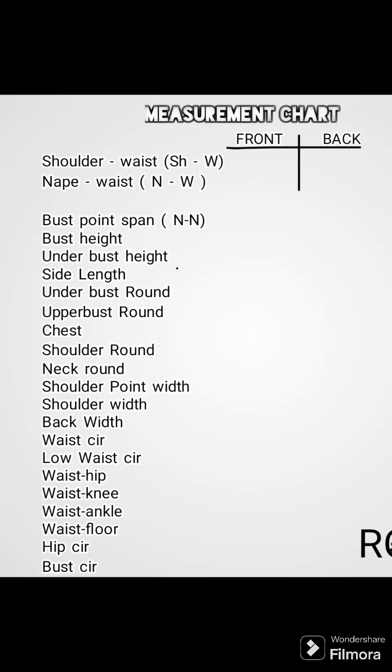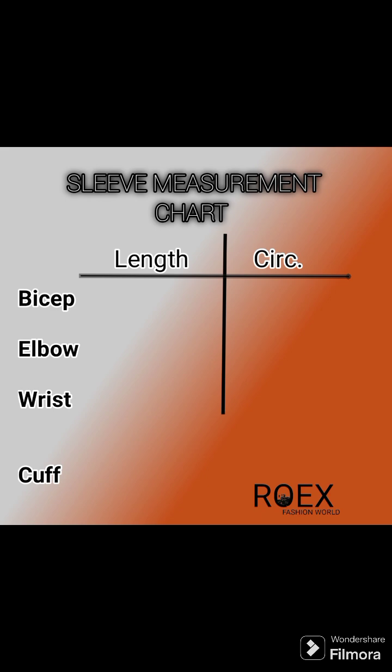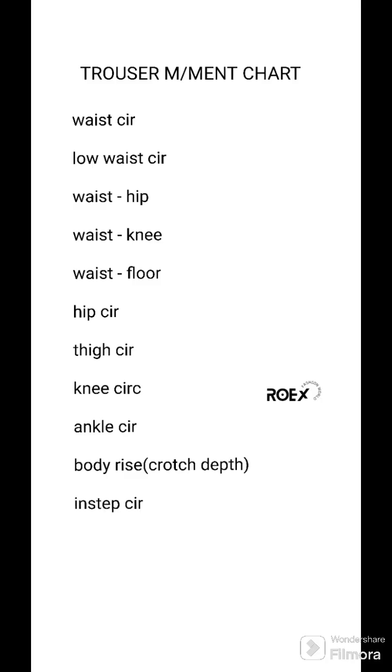This is how you're meant to arrange your measurement chart. Once you get to the trouser aspect, you notice that there are some measurements that are repeated. So just pick the new ones that you've not measured and record them there. You can transfer the ones you've already measured later.